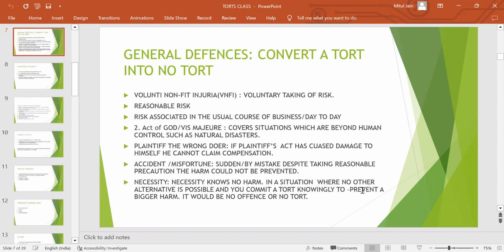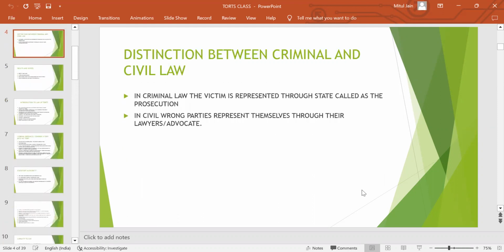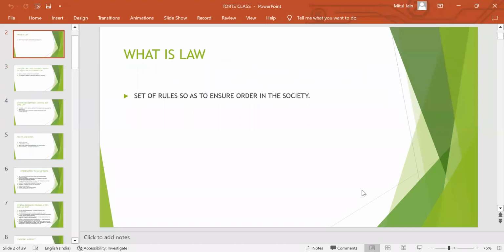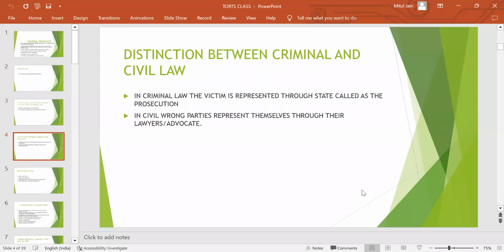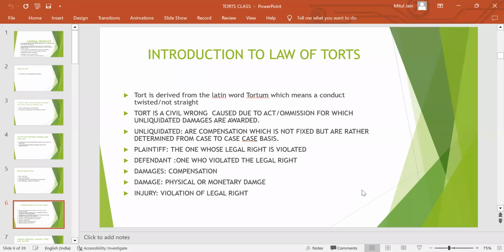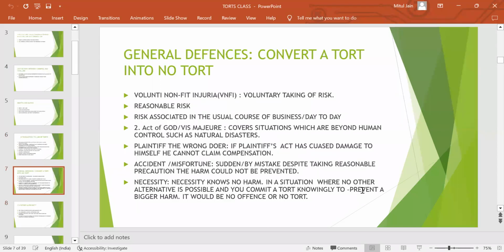Now, what is an exception to the rule of volenti non fit injuria? Yes, class. What is the exception? I remember we discussed the exception as well. Rescue, very good. So the rescue case, that is an exception.